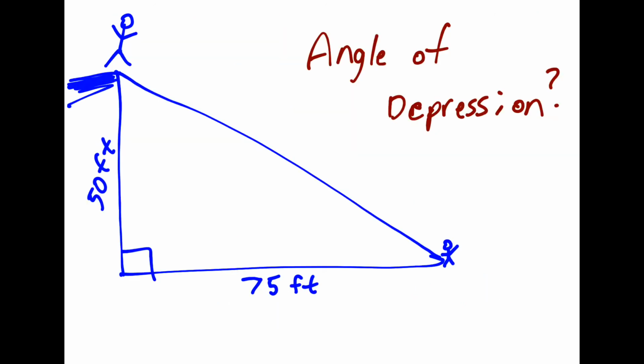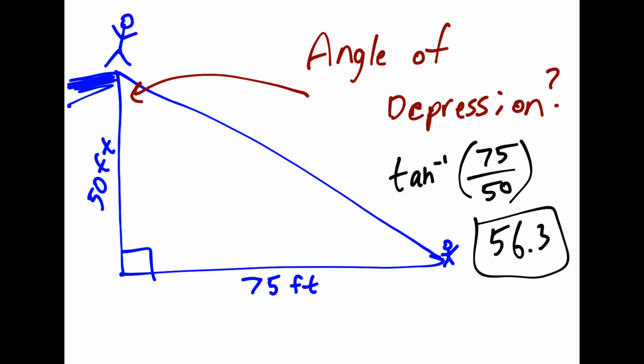Here's another scenario. A man on top of a 50-foot tall building, shouting to a guy 75 feet away from that building. If I asked you which angle was the angle of depression, it's the one on top. So we then take the tangent inverse of the opposite over the adjacent, and we get 56.3 degrees.